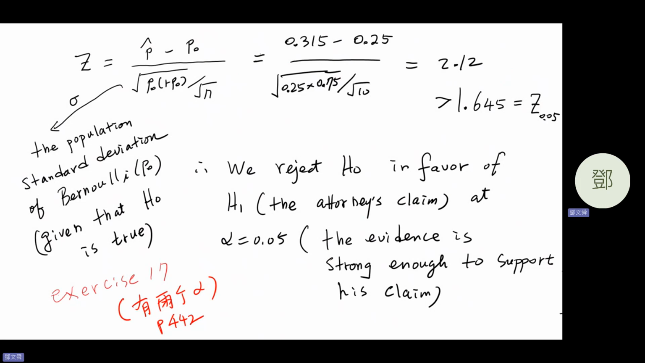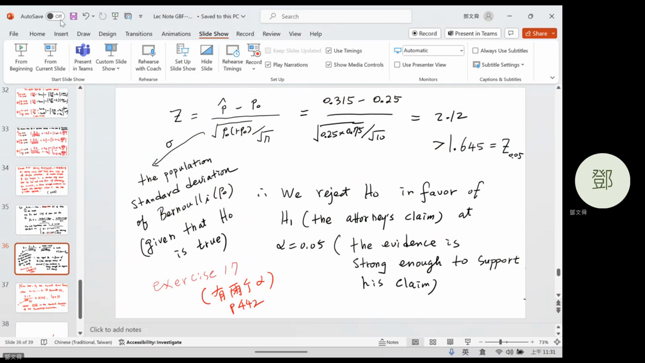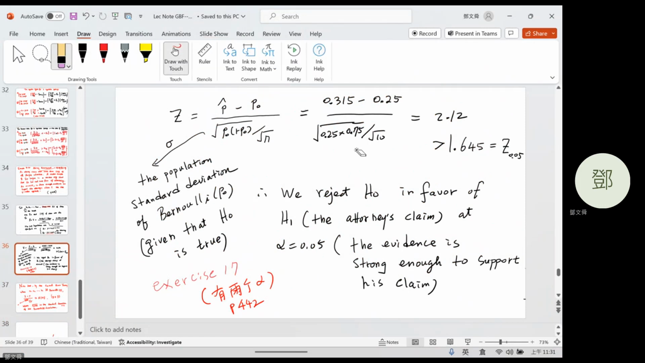Oh, no. Typo. It's 10 in the previous example. Okay, 10 is the sample size in the previous example. So it is 200.